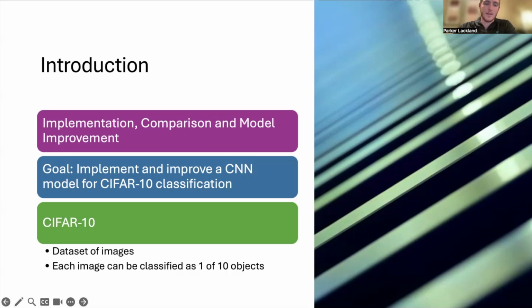Again, the goal was to implement and improve on the convolutional neural network model for the CIFAR-10 classification problem specifically. The CIFAR-10 dataset consists of a bunch of images, and each image could be classified as one of 10 different objects or labels that we'll go into a little bit later.